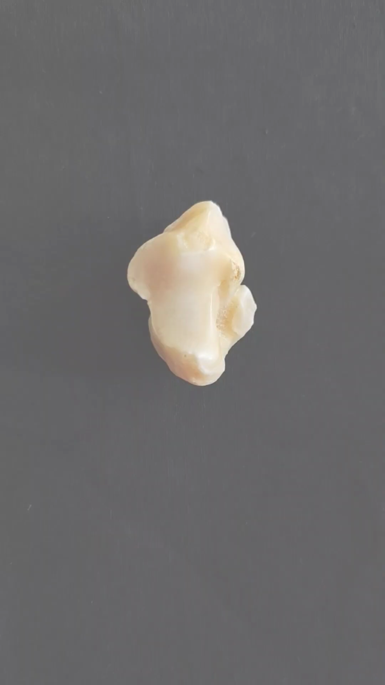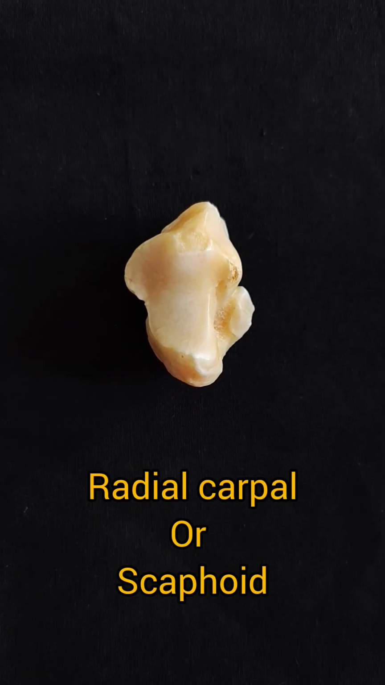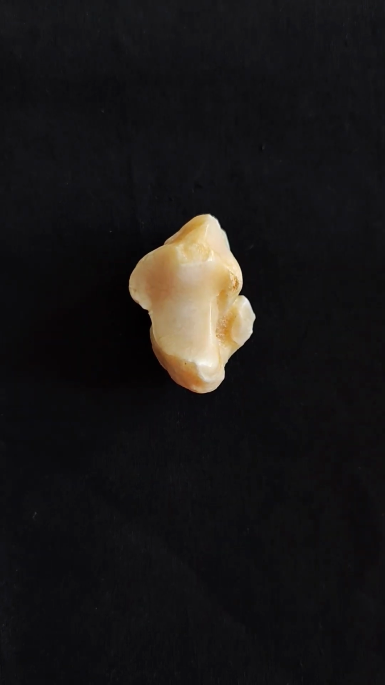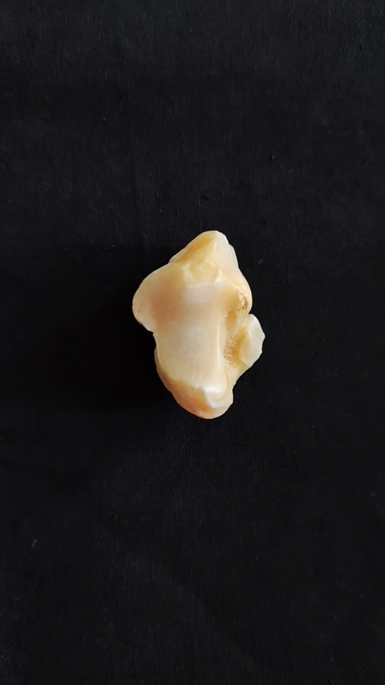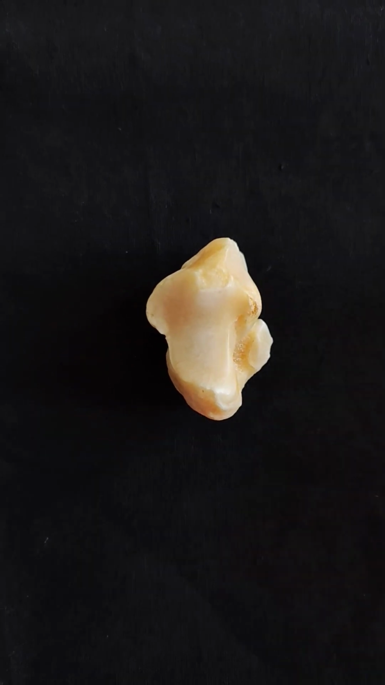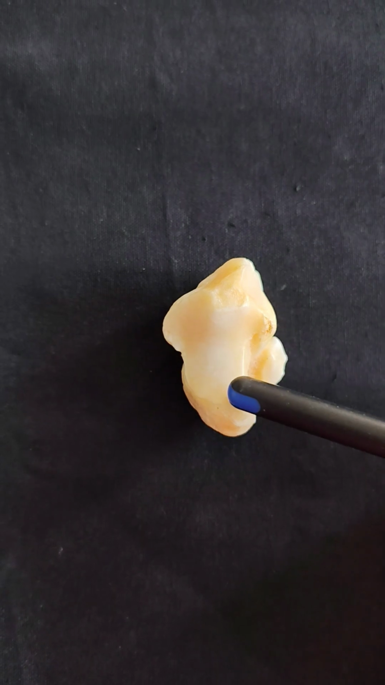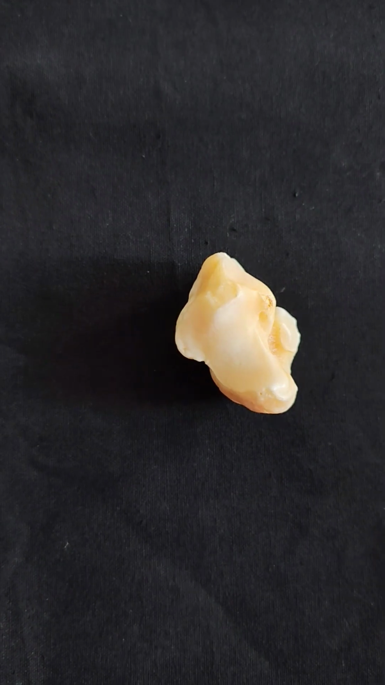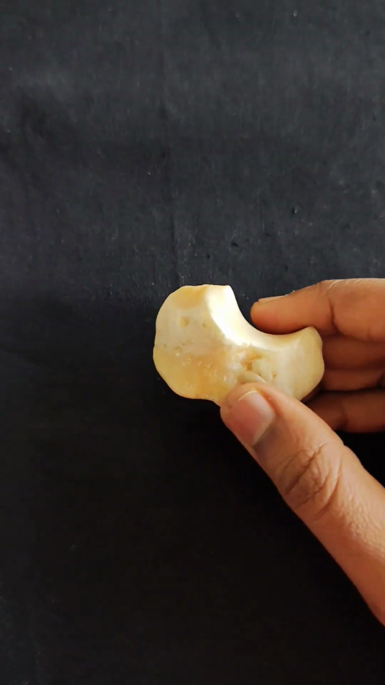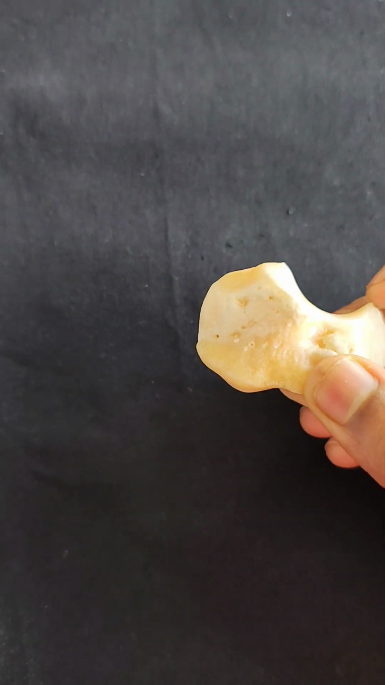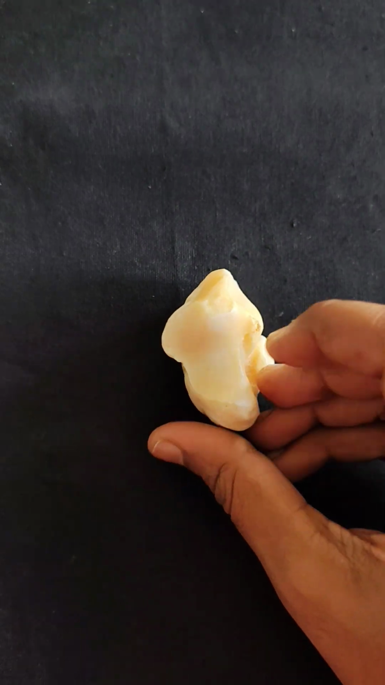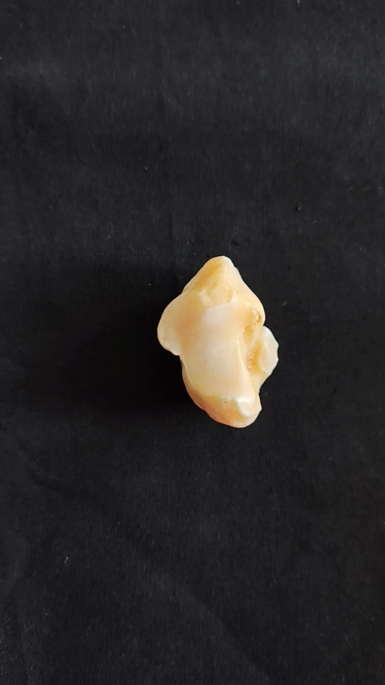First, let's discuss the radial carpal. Radial carpal is also called scaphoid. It is the largest bone in the upper or proximal row of carpal. It contains 6 faces or surfaces. This surface is the proximal surface. The proximal surface is convexo-concave from before backwards, and this articulates with the distal extremity of the radius.